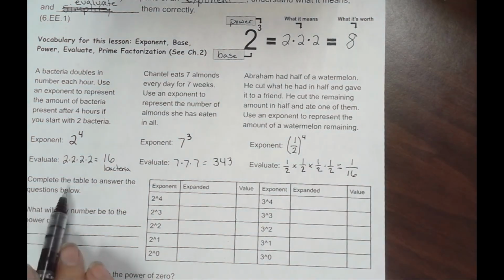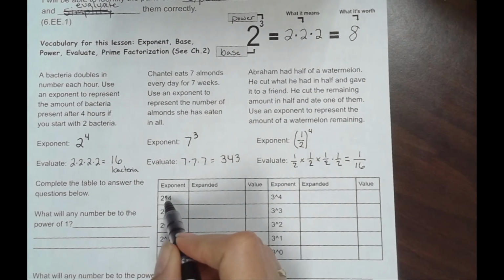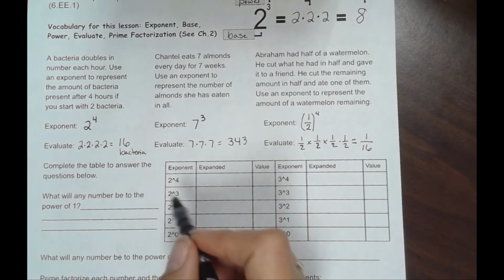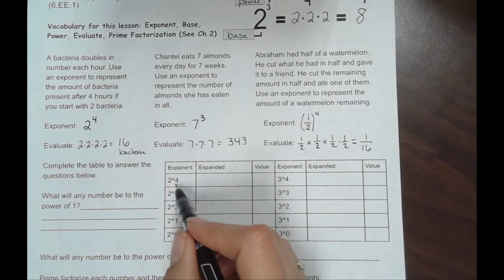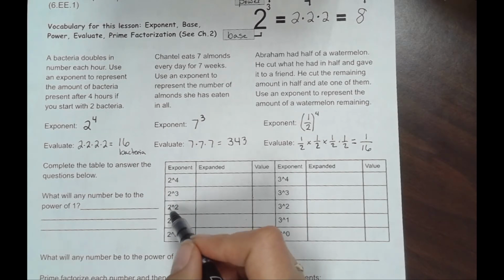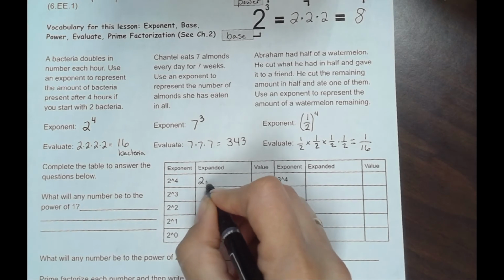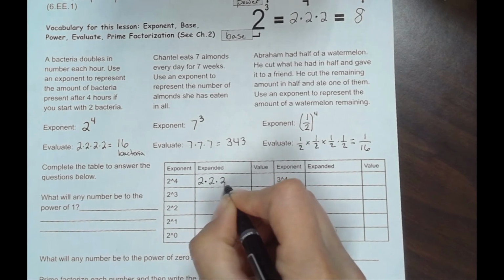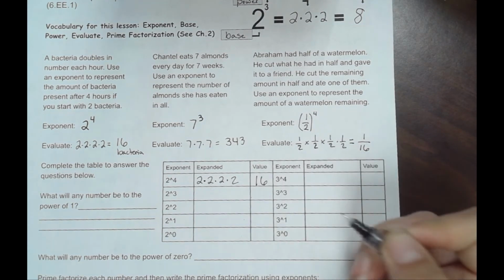Alright, complete the table to answer the questions below. So this right here, a lot of times on our calculators, that is how we would put in an exponent. So this would mean 2 to the 4th power, 2 to the 3rd power, 2 to the 2nd. Alright, so in expanded form, this means 2 times 2 times 2 times 2, which gives us 16.